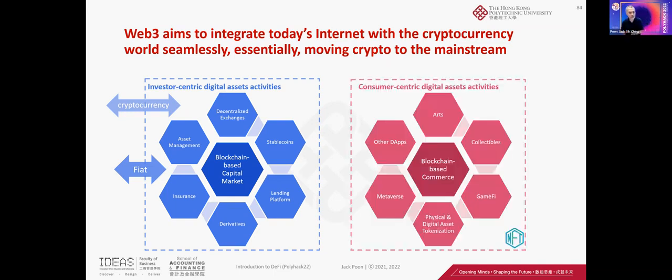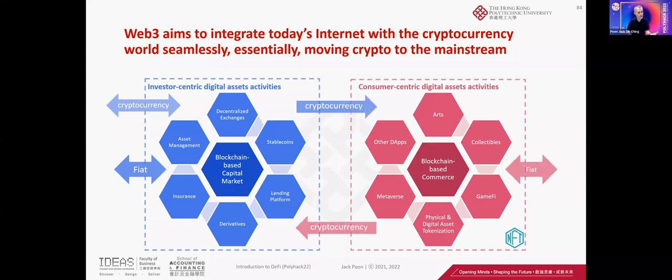On the right side, it's what I call the consumer-centric view of digital asset activities, where you have the arts, the collectibles, GameFi, physical and digital asset tokenization, metaverse, and any type of app that is tradable. Sometimes you would classify all of those as part of the NFT ecosystem. Now, the funny thing about these two is they are all commutable. They are all being traded with cryptocurrency. A lot of the NFTs were bought and sold using ETH, right?